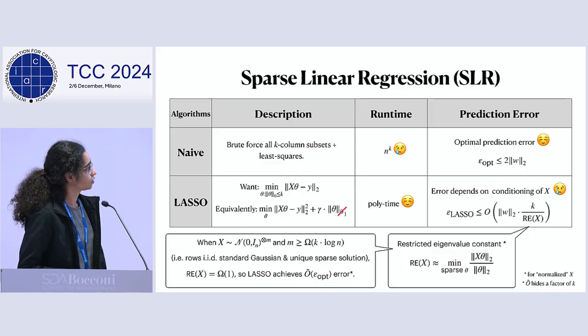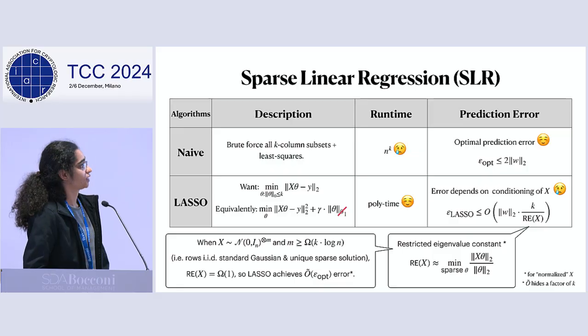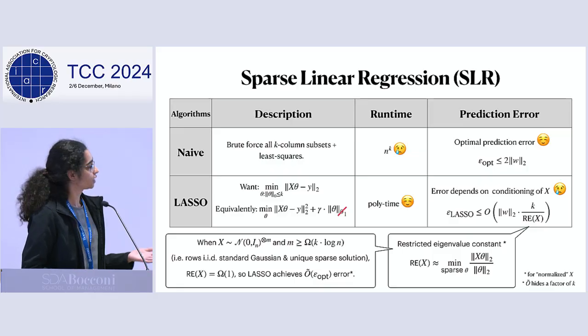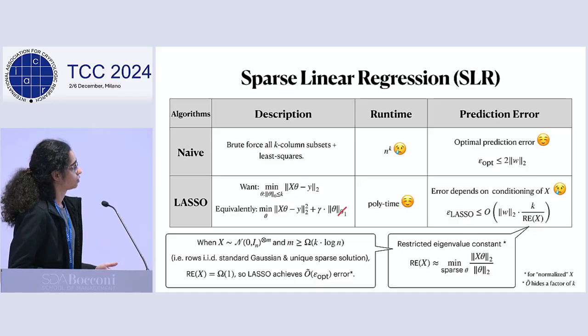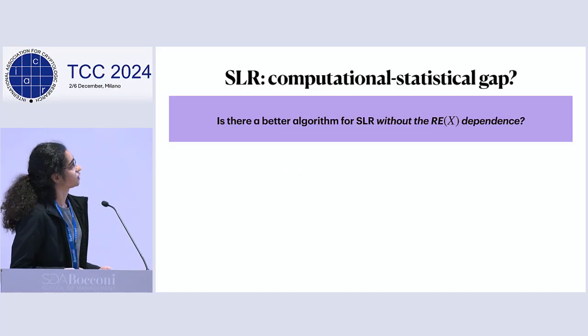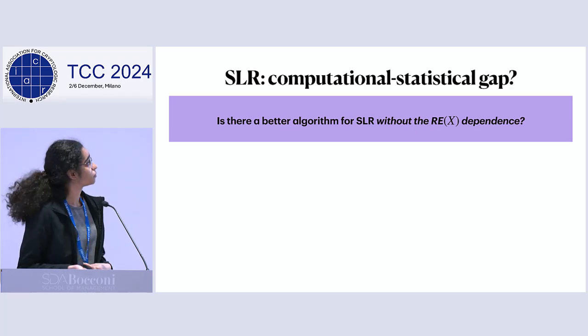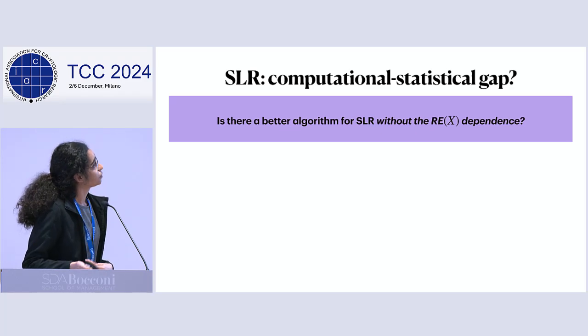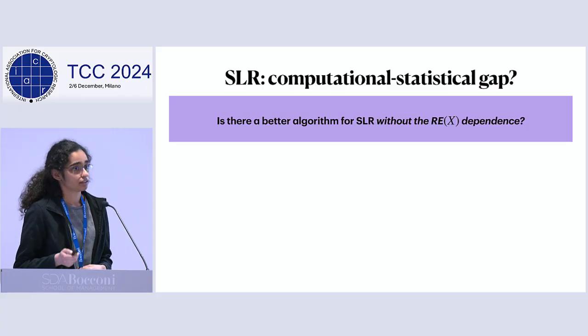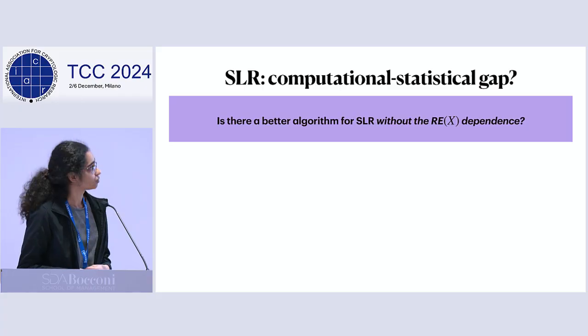But for more general design matrices, it seems like there's a gap between what we can do information theoretically versus computationally with efficient algorithms. In other words, does SLR, or sparse linear regression, have a computational statistical gap? Or is there a better algorithm for SLR that does not have this RE dependence in its prediction error bound?